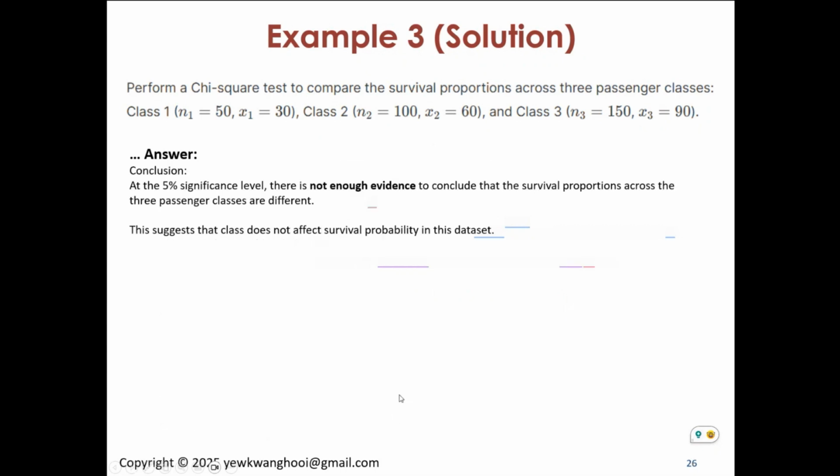As the conclusion, since we failed to reject the null hypothesis, we can say that at the 5% significance level, there's not enough evidence to conclude that the survival proportions across the 3 passenger classes, class 1, class 2, and class 3, are different. This suggests that class does not affect survival probability in this data set. Okay, I hope everyone is clear about the example 3 solution now.